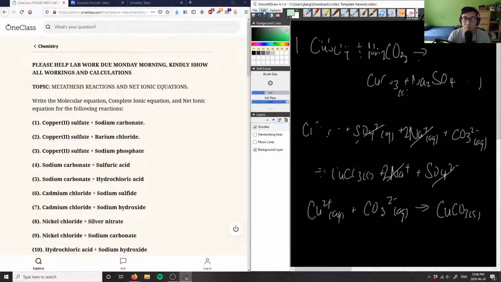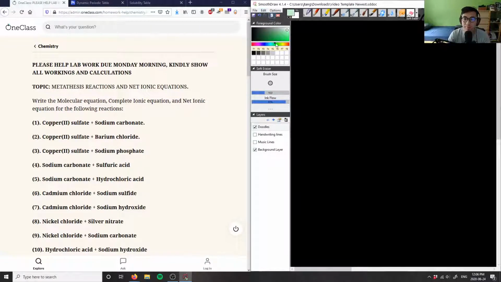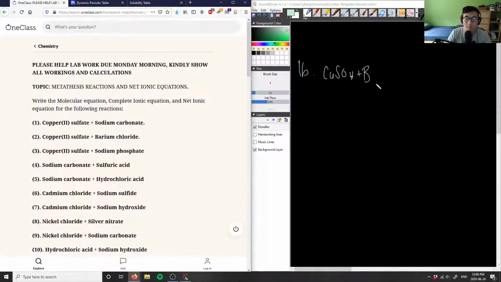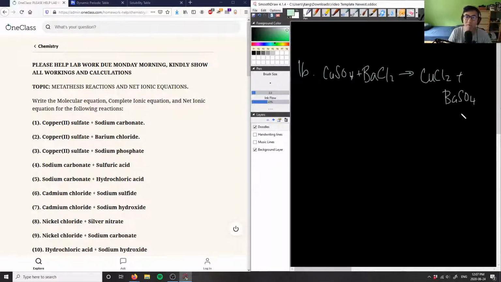I'm just going to clear the page actually. And we'll do, I guess this is 1B. So this is copper sulfate and barium chloride. We know that this is copper sulfate from the previous question. We have barium chloride, which is BaCl2, because Ba has a charge of 2+ and Cl has a charge of 1-. So this is BaCl2. It's going to yield copper chloride here, CuCl2, plus barium sulfate, BaSO4.